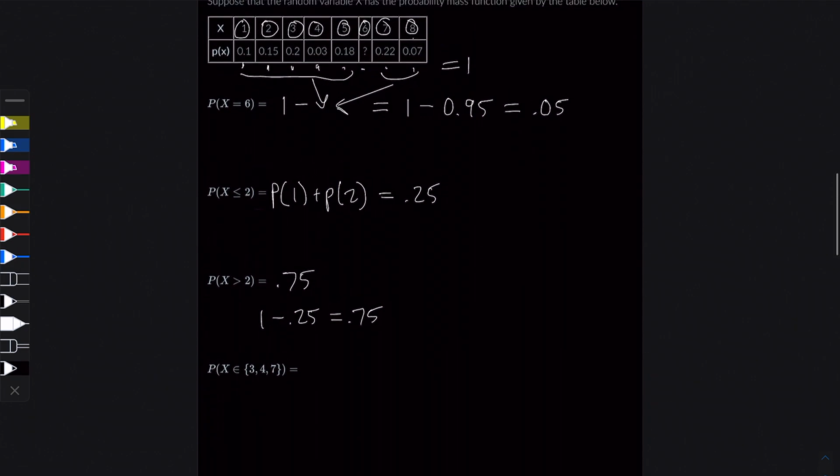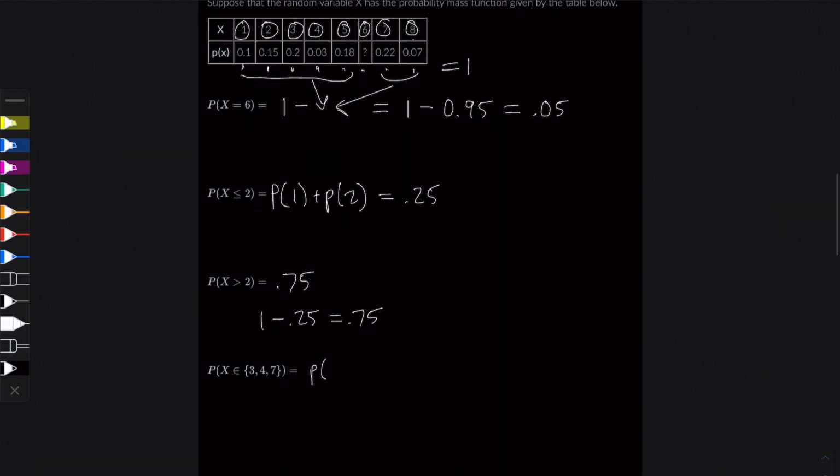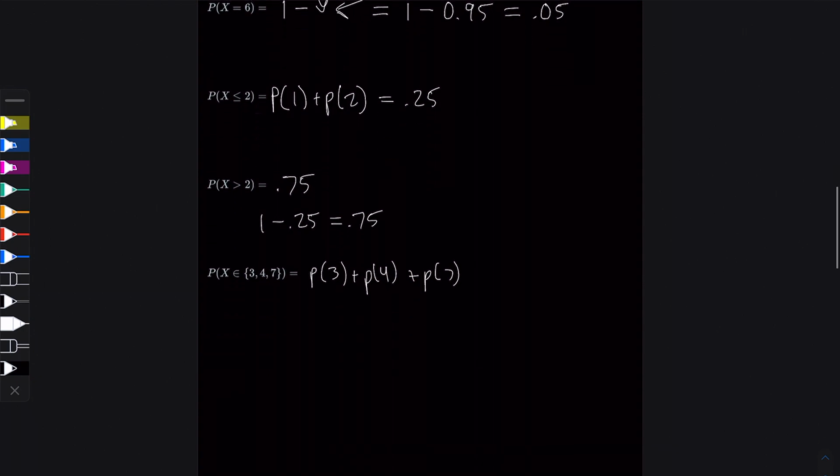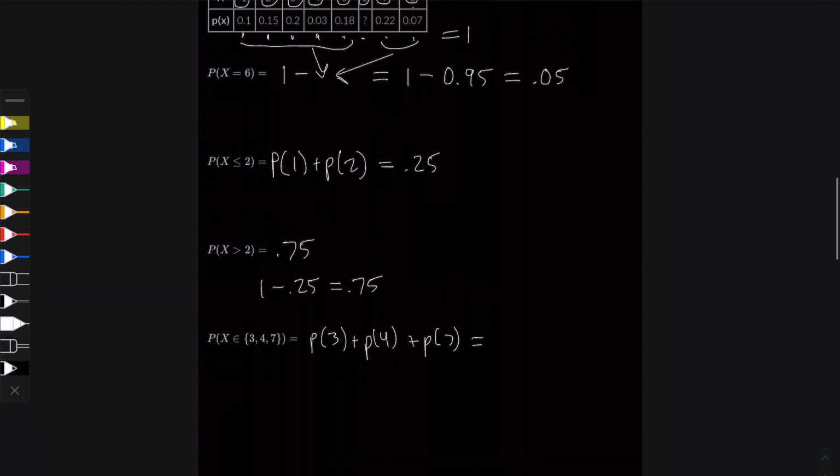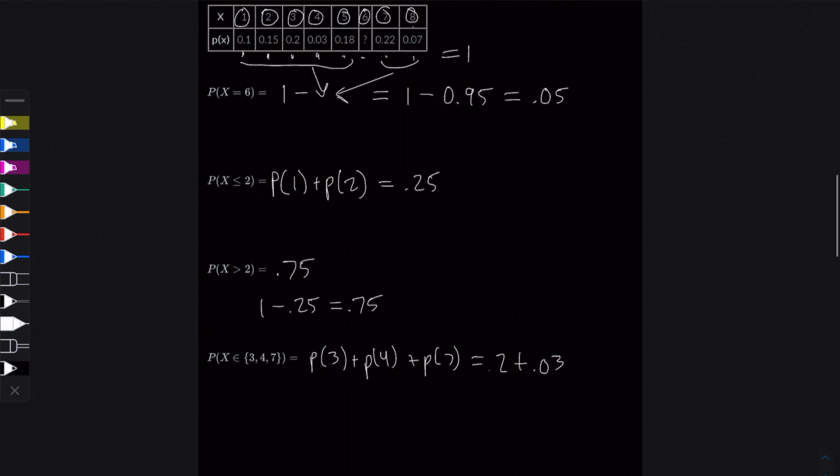And for the last part, it says the probability that x is 3, 4, or 7. So for that one, all we would do is say probability of 3 plus probability of 4 plus probability of 7. So that is going to give us 0.2 plus 0.03 plus 0.22. And this is going to add up to give us 0.45.